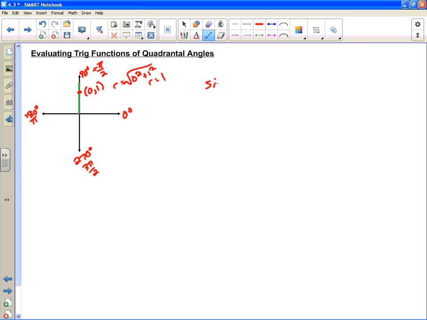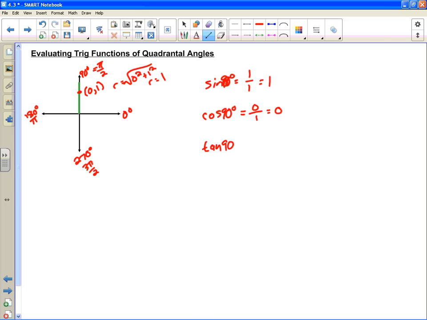Now I can fill in my 6 trig functions from that chart. Sine is y over r, so that's 1 over 1, so 1. And so actually I'm doing sine of 90 degrees here, right? Not just theta, I know what the angle is. Cosine of 90 degrees is 0 over 1, because it's x over r, which is 0.